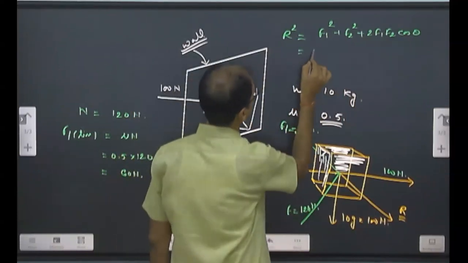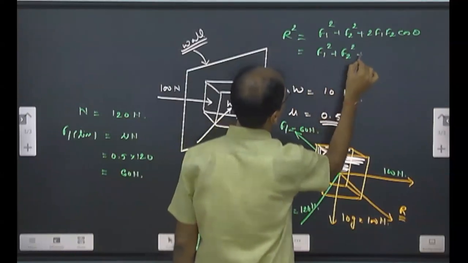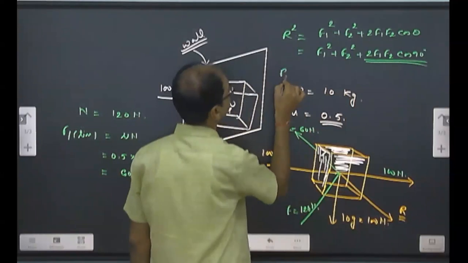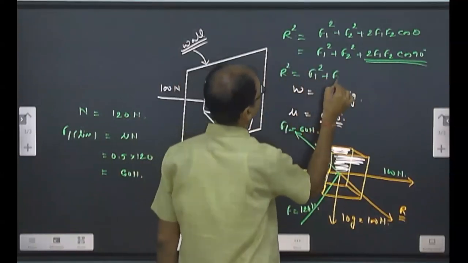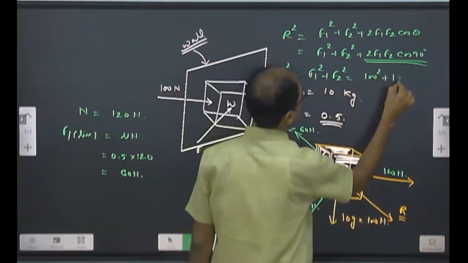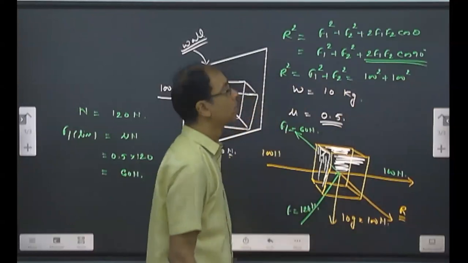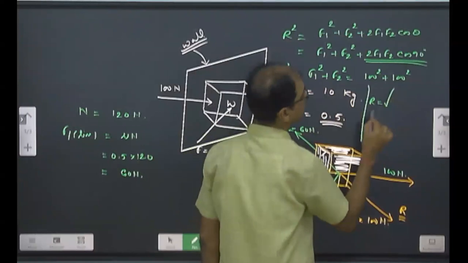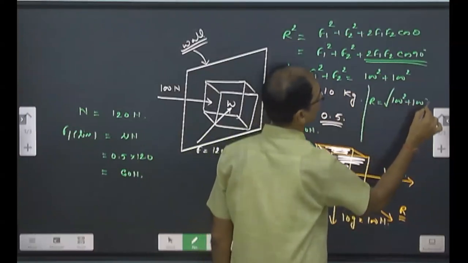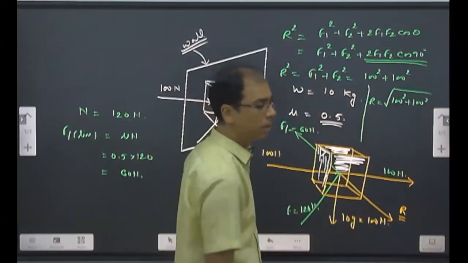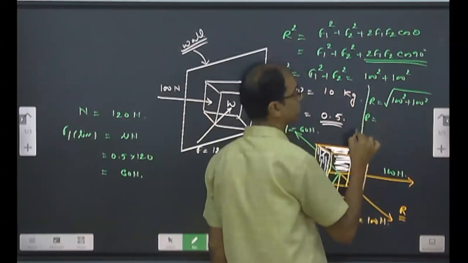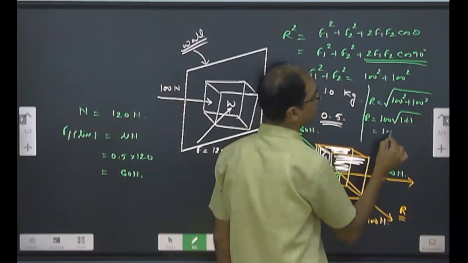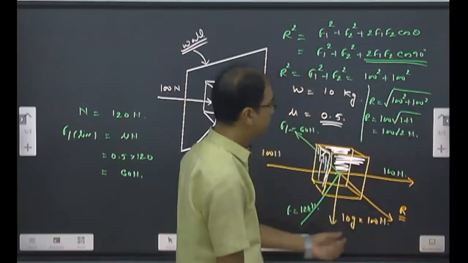If we put it in, we get F1 square plus F2 square, because the angle between them is 90, so cos 90 is 0 and this term becomes 0. So R square equals F1 square plus F2 square, that means 100 square plus 100 square, because this is also 100 and this is also 100. Taking 100 square common, it comes out of the square root as 100, and inside is 1 plus 1. So we get 100 root 2 Newton. So the R value is 100 root 2.